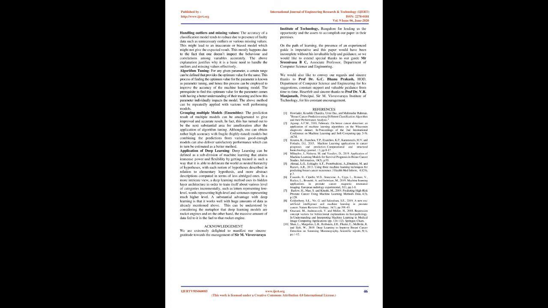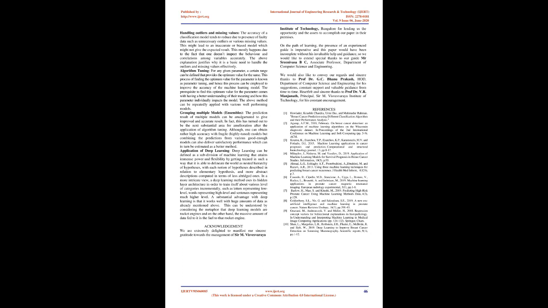Handling outliers and missing values. The accuracy of a classification model tends to reduce due to the presence of faulty data such as unnecessary outliers or various missing values. This might lead to an inaccurate or biased model which might not give the expected result. This mostly happens due to the fact that one doesn't inspect the behavior and correlations among variables accurately. The above explanation justifies why it is a basic need to handle the outliers and missing values effectively.